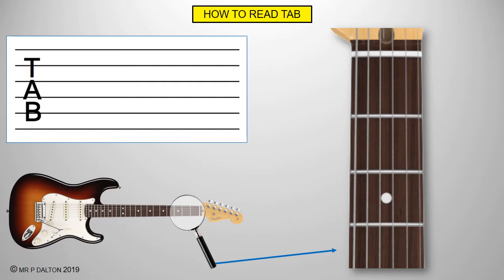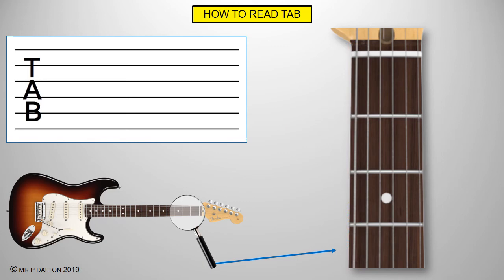What you have when you see tab is horizontal lines, and each of these lines represents a string on the instrument. So we can see here that the first string, which is the thinnest string on the guitar, is represented by the top line of tab. And then going down we have the second string, and going lower in pitch we have the third string and the fourth string, and then the fifth string, and finally the bottom line represents the sixth string, which is the thickest string on the guitar.